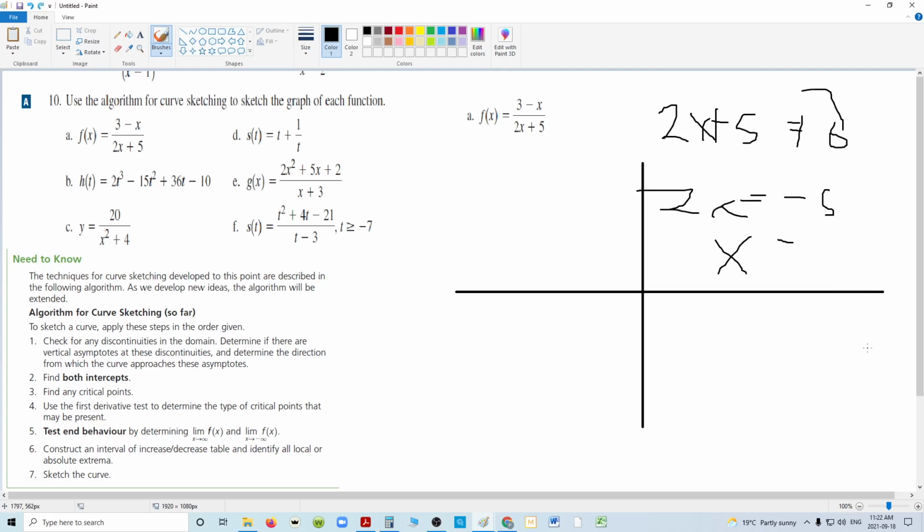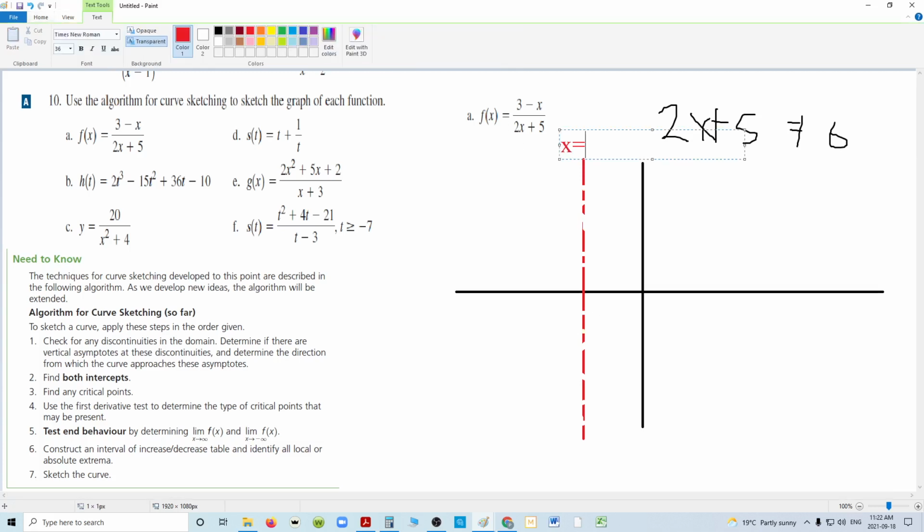Which means I'll have a vertical asymptote at negative 2.5. Let's put it right there. And if you're going to draw it properly for your teacher, you put little dots in here. You would even label it.